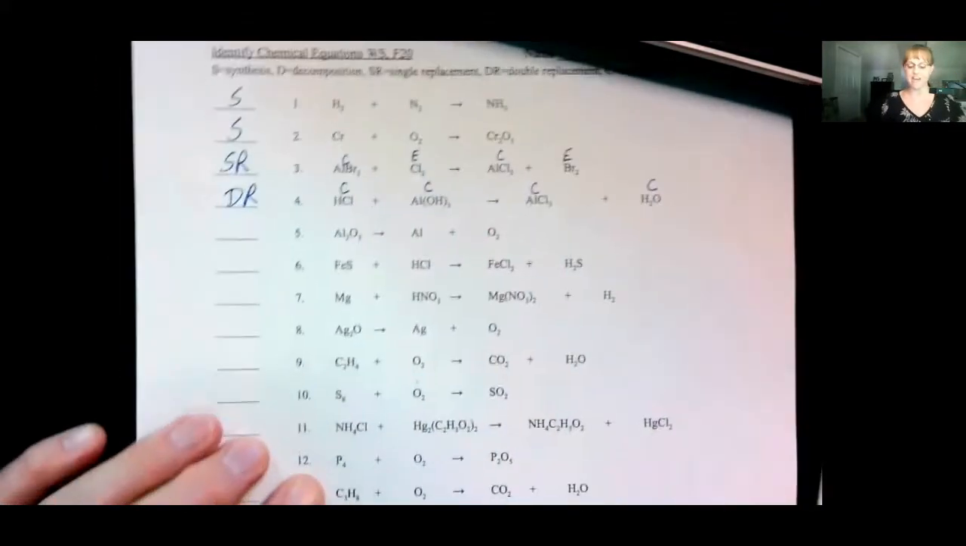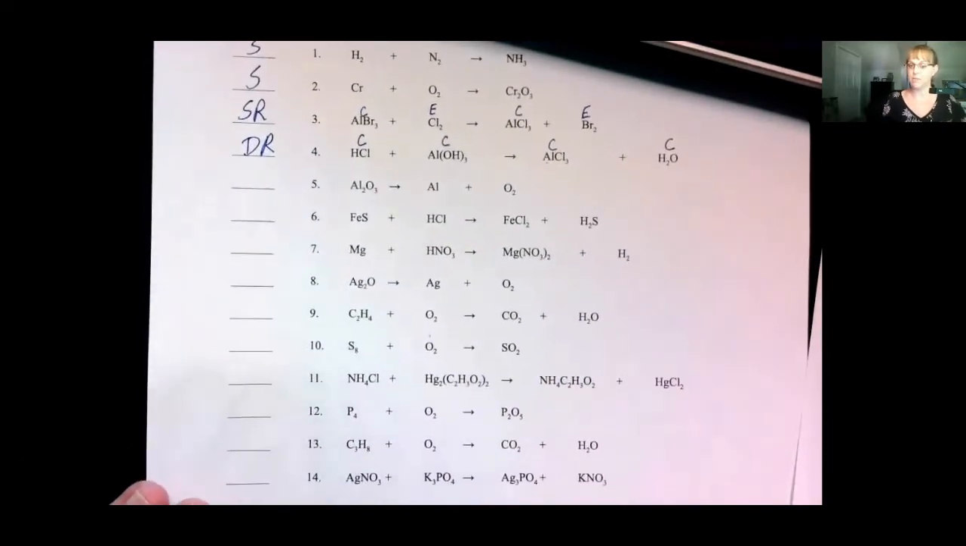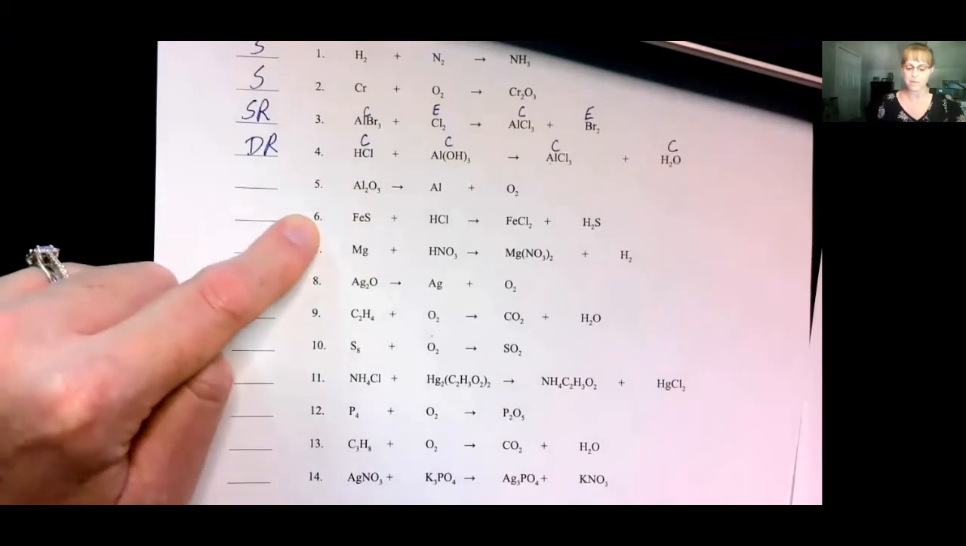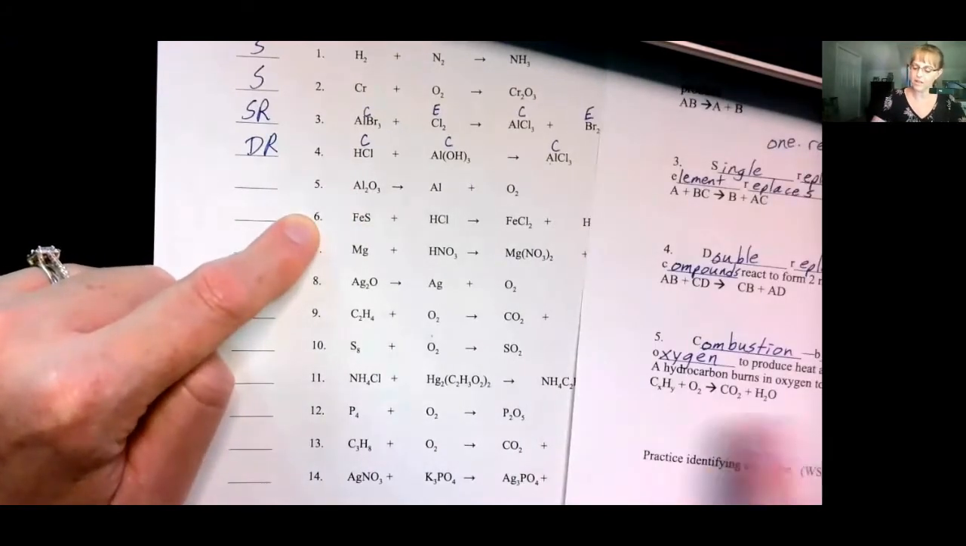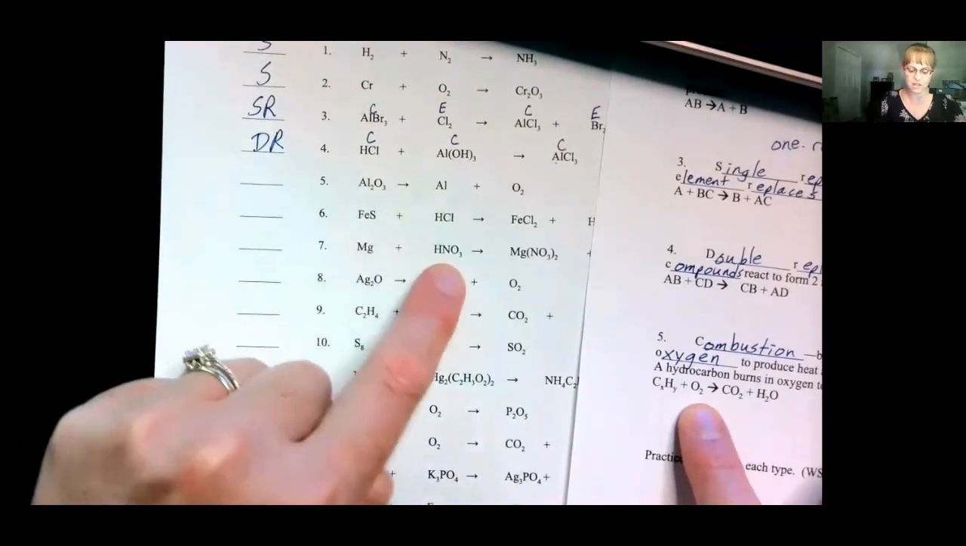Let's see if we can find a combustion reaction. We need to have two compounds before the arrow, two reactants, and two compounds after the arrow, two products. So number 5 is out. What about number 6? Well, we have to have it reacting with oxygen. No oxygen? The oxygen's part of a compound, that doesn't count.